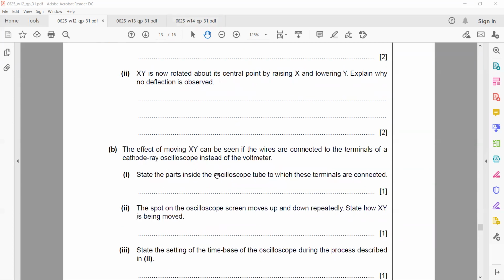Then the next part is related to the oscilloscope, CRO. Oscilloscope was in the syllabus till 2015. It was a part, but not for 2016 onwards.